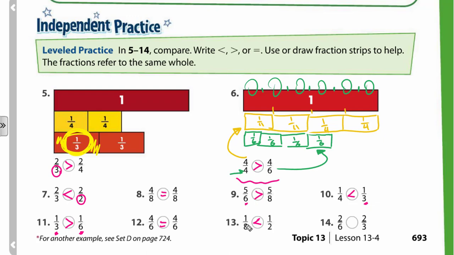Because 1/2 has a smaller denominator. Okay, Mu'ayyid. So because 1/2 has a smaller denominator, this is the bigger fraction. Okay, thank you, Mu'ayyid. Great work.